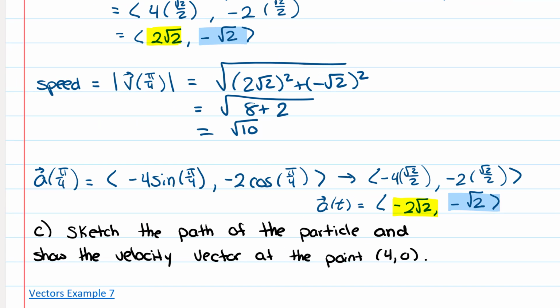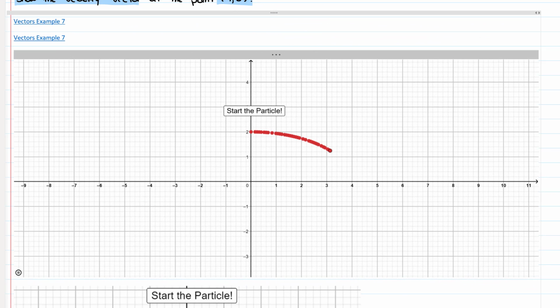For the next part, I want you to sketch the path of the particle and then show the velocity at the point 4 comma 0. So to do this, you're going to want to graph the position on your calculator. And then after that, we'll have a sketch and we can find the velocity vector at 4 comma 0. So as this traces out, we can see that it's making an ellipse and it's rotating, it looks like clockwise. And so what you're going to want to do is sketch that down in your notes.